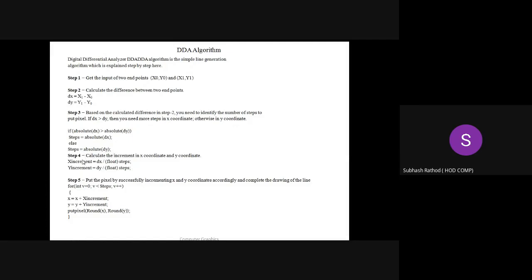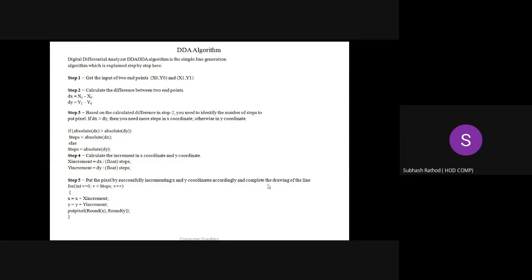Step 4, calculate the increment in the x coordinate and y coordinate by using this formula. The formula is x increment equal to float dx divided by steps, and y increment equal to float dy divided by steps, and that steps value will come from step 3, remember. And step 5 is to put the pixel by successively incrementing the x and y coordinates.